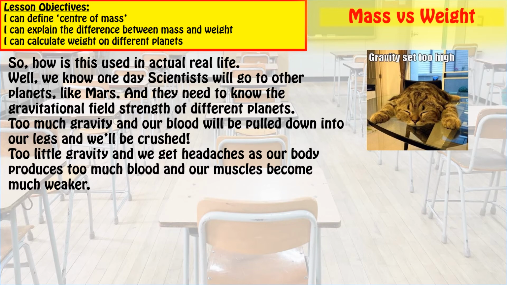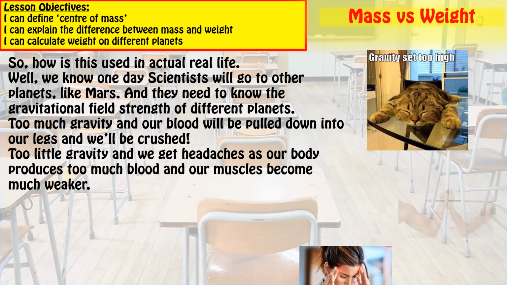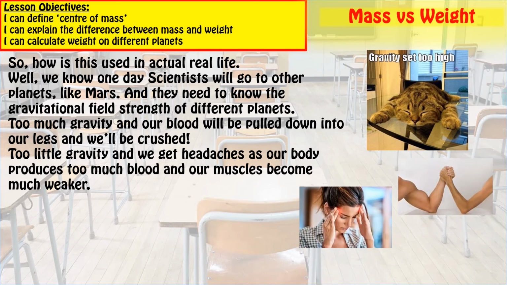But if we went to a planet or a rock where the gravity was too little, the gravitational field strength was too small, so something perhaps like the moon or less so than the moon, we'll get headaches and our body produces too much blood. It goes into overdrive, produces too much blood, and our muscles become really, really weak. And you might have watched some movies where people go out into space and they have to do lots of extra exercise to strengthen their muscles, because as soon as you go out into zero gravity or a low gravity field, then the muscles start becoming weaker. There's nothing for them to work with. If there's no gravity, then they don't have to fight against it.